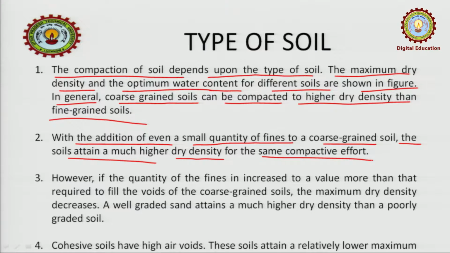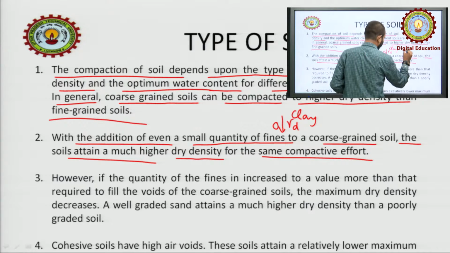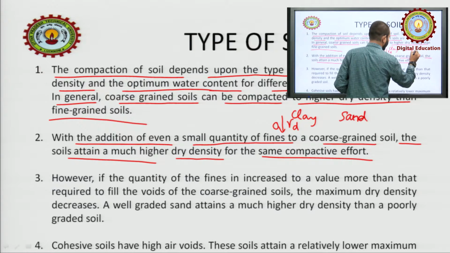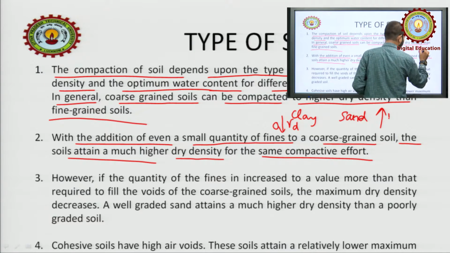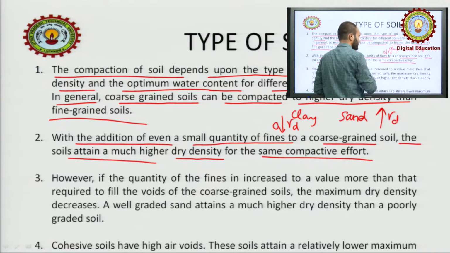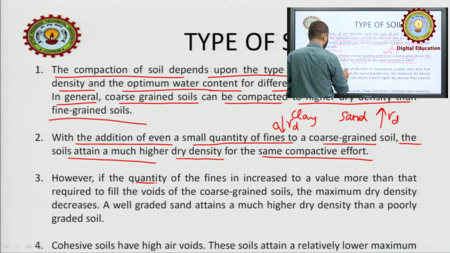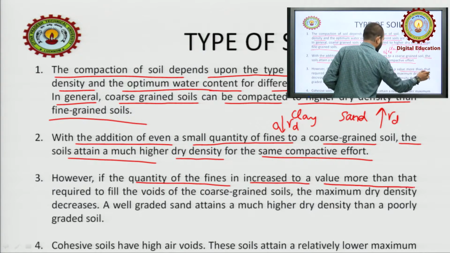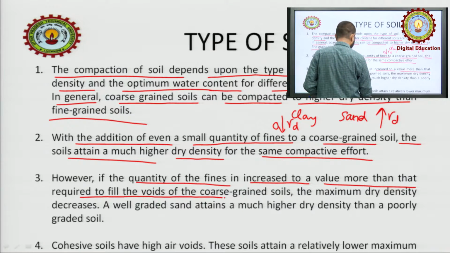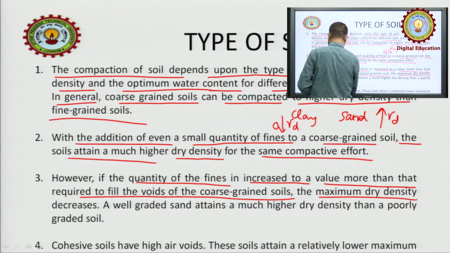Type of soil, you can understand that if clay is there, it will have low gamma d. If there is coarse grain such as sand, and it is compacted in a proper manner, then it will have a high gamma d or maximum dry density. If the quantity of fines is increased to a value more than that required to fill the voids of the coarse grain, the maximum dry density decreases.